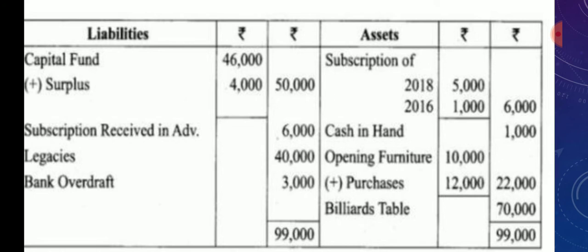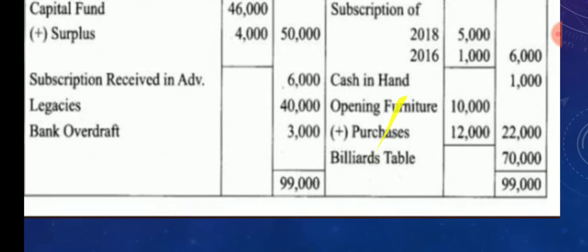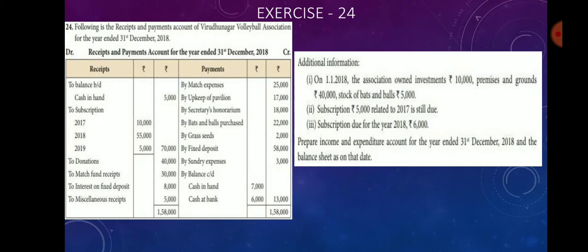Cash in hand 1,000. Opening furniture 10,000. Add purchase of furniture 12,000. So 10,000 plus 12,000 totally 22,000. Billiards table 70,000. Finally, at the time of totalling, the same value 99,000 is represented by the assets and liability side. Then come to exercise number 24.